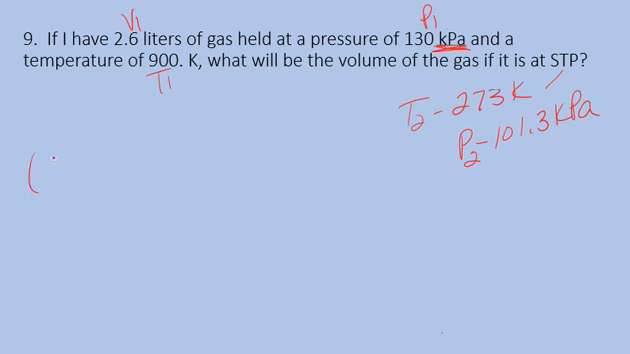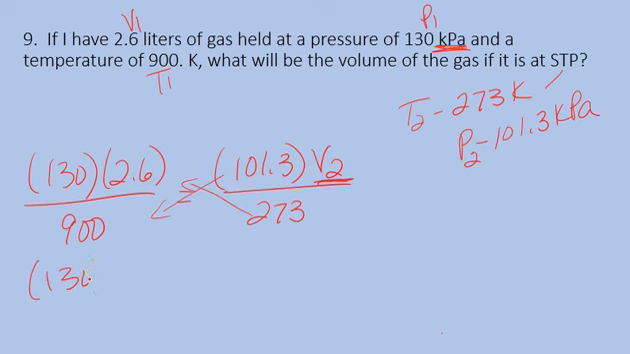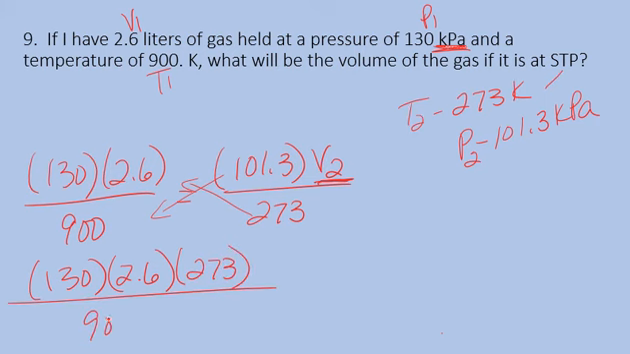All right, so I have 130 times 2.6 over 900 equals, the second pressure is 101.3. V2 is what I'm going to solve for, and the second temperature is 273. I want V2 to be alone, so I'm going to cross this down and cross this up. So I have 130 times 2.6 times 273 divided by 900 times 101.3 equals V2.